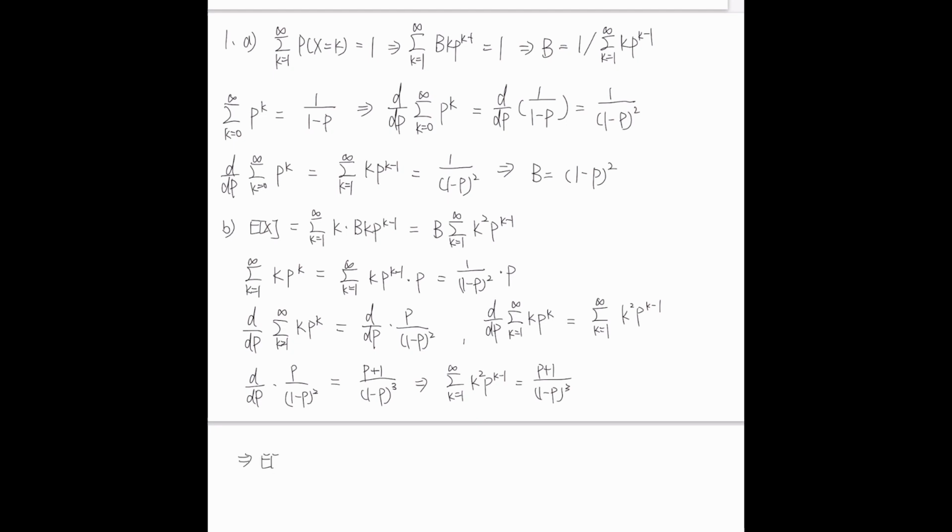So the expectation of X equals b times p plus 1 over 1 minus p cubed, which equals 1 minus p squared times p plus 1 over 1 minus p cubed, which equals p plus 1 over 1 minus p.